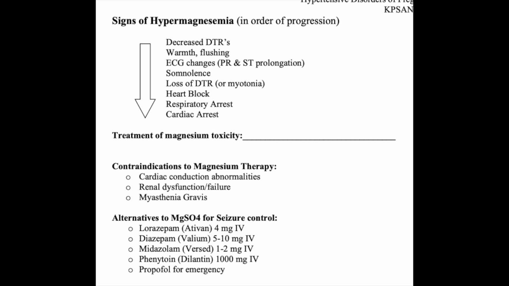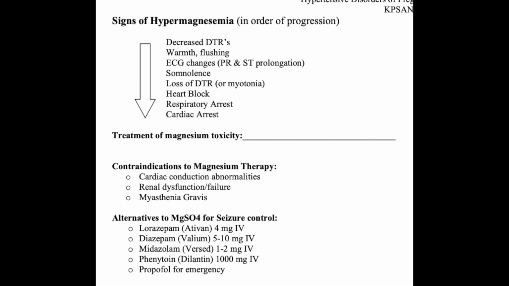The treatment of magnesium toxicity is, of course, calcium gluconate, and we would give 1 gram IV over about 3 minutes, and you can repeat that dose as needed. If you don't have calcium gluconate, it is advisable to use calcium chloride, but you would have to use 500 milligrams of calcium chloride IV over about 5 to 10 minutes.